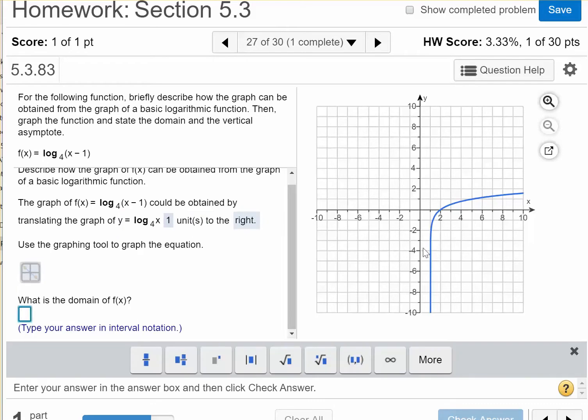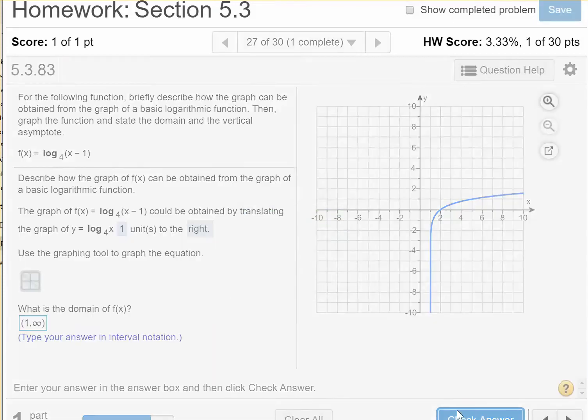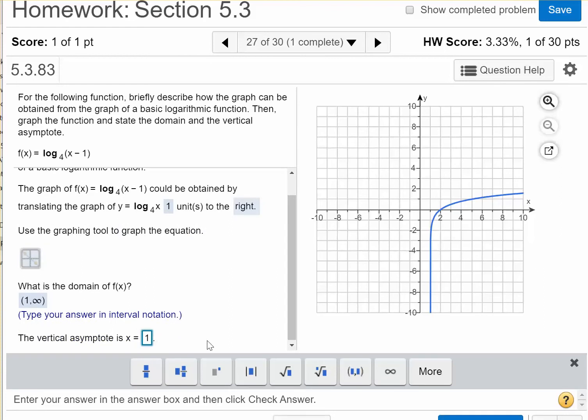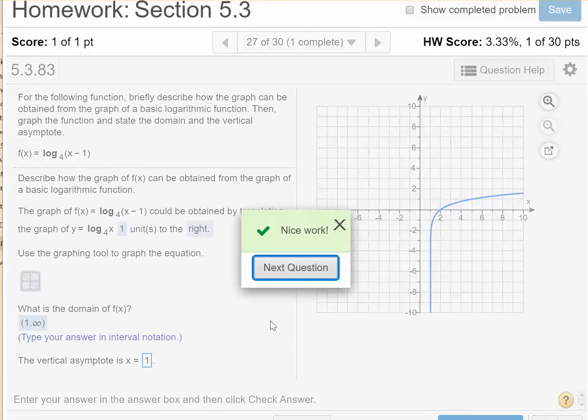So the domain here, notice it's from left to right. We start at 1, but there's an asymptote right here. We're not quite going to be at 1. So it'll be parentheses, and it'll be 1 to infinity. And so let me go ahead and put that in. And then finally, the equation of this line that would be here, they're not actually asking you to graph it, but it would be x equals 1. All right, and so that's how you would do that problem.